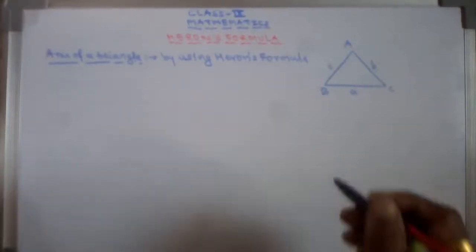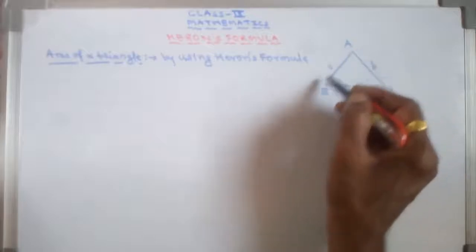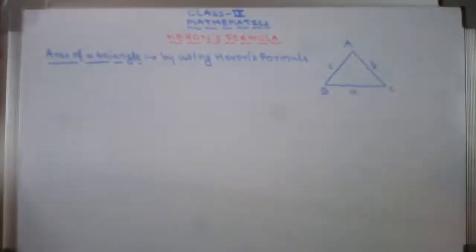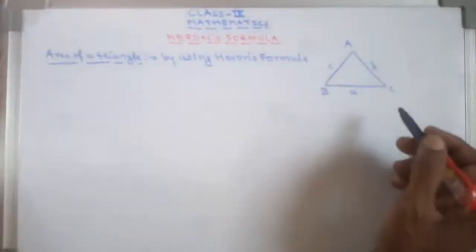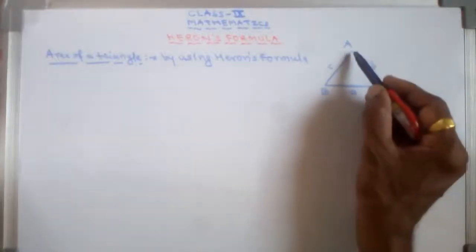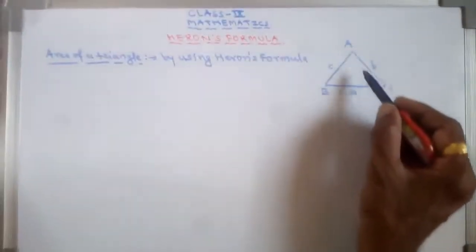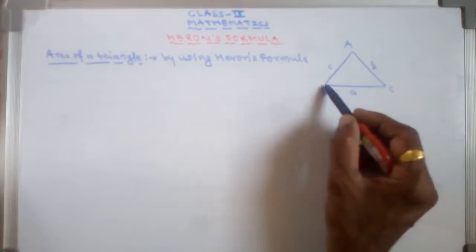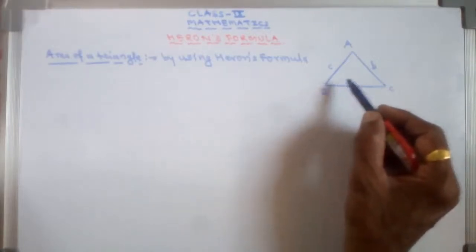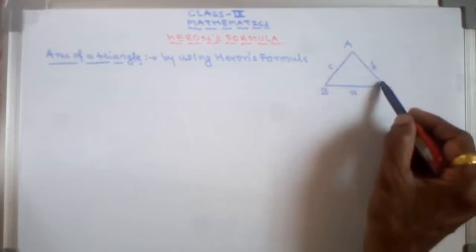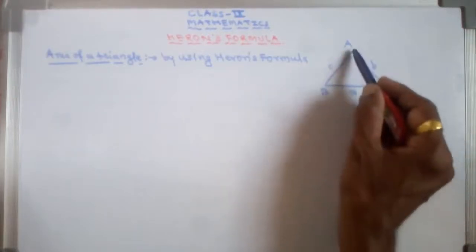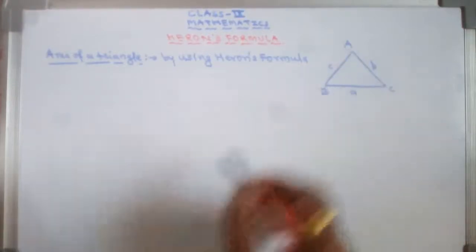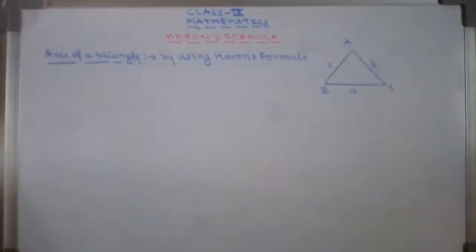Now see students, you have this triangle ABC. I am denoting the sides of the triangle by, this is the vertex capital A, so let me denote the opposite side by small a. This is the vertex capital B of triangle ABC, so denote the opposite side by small b, and let me denote this side AB by small c. Okay students, so here what is Heron's formula?